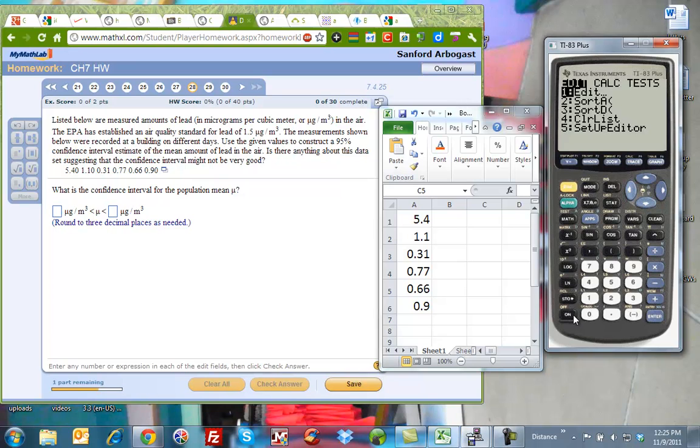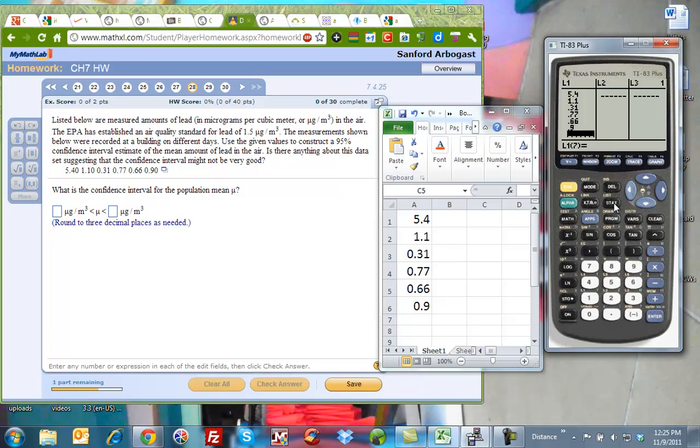So we turn on our calculator, and we need to go to Stat, and then Edit. Edit allows us to put the information into a list. So here we have 5.4, enter, 1.1, enter, 0.31, enter, 0.77, enter, 0.66, enter, and 0.9, enter.